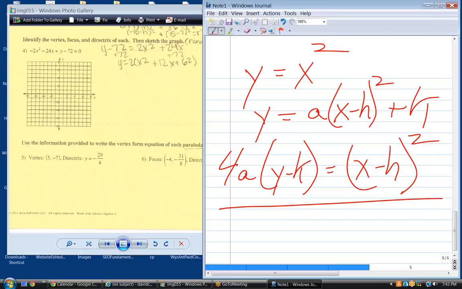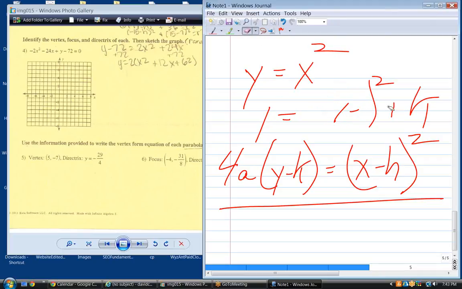So if I can get it into this format, I've got everything solved. I've got the vertex, I've got the focus, and the directrix is real easy if you know the focus. The directrix is just an equal distance on the other side of the vertex. Okay, so this is the format I'm shooting for.